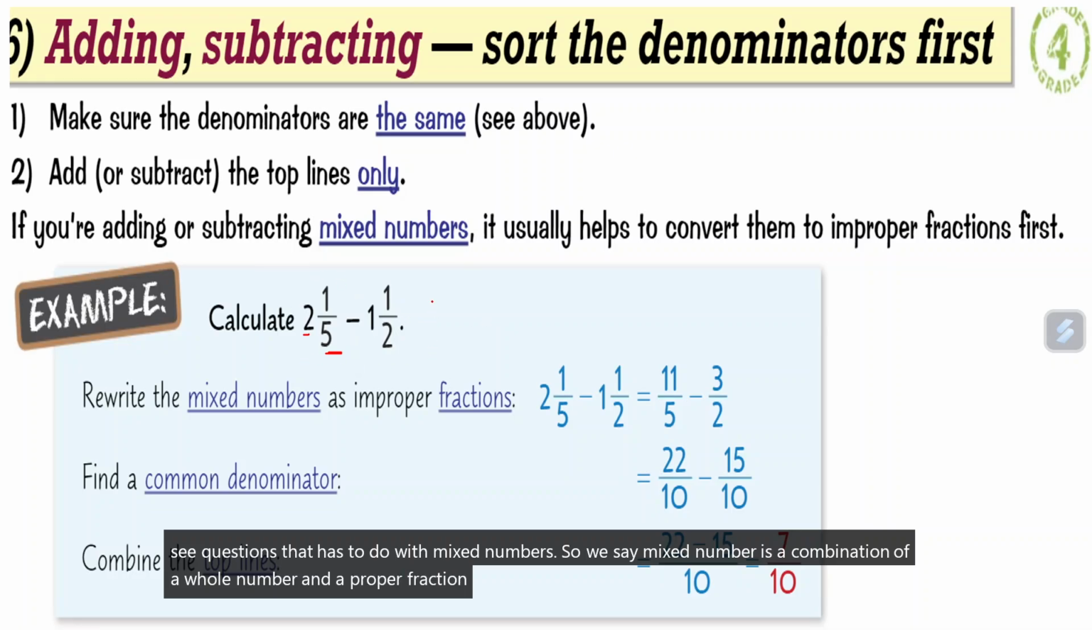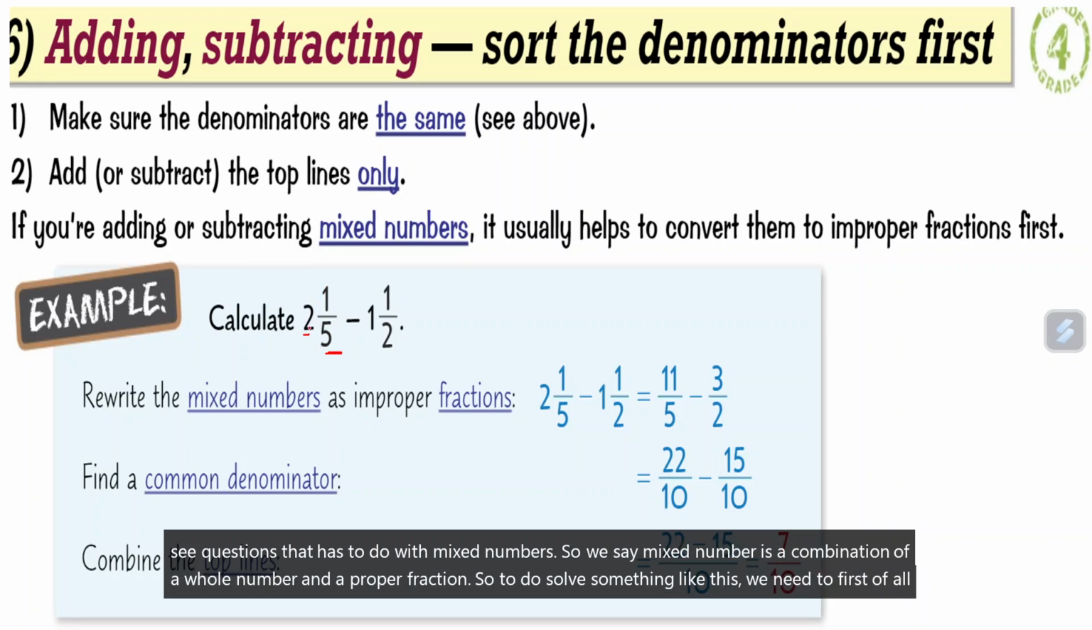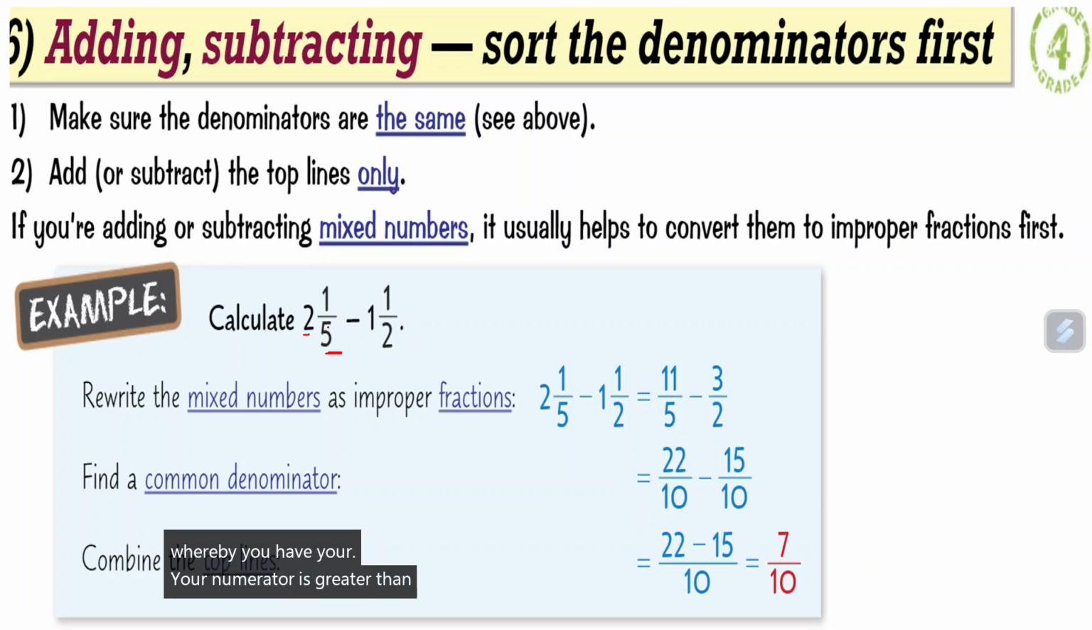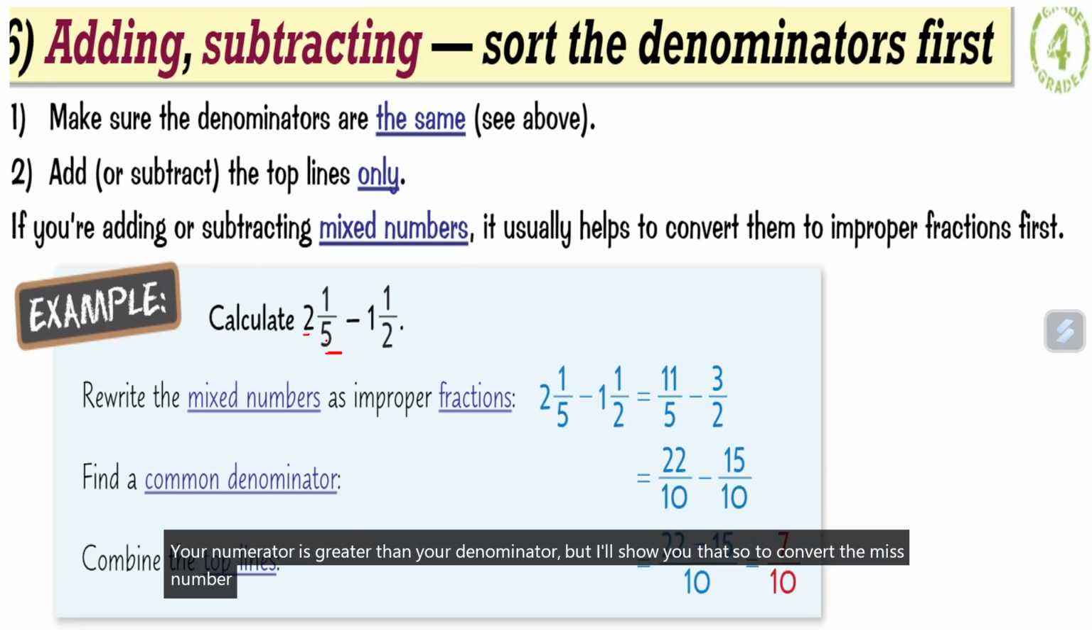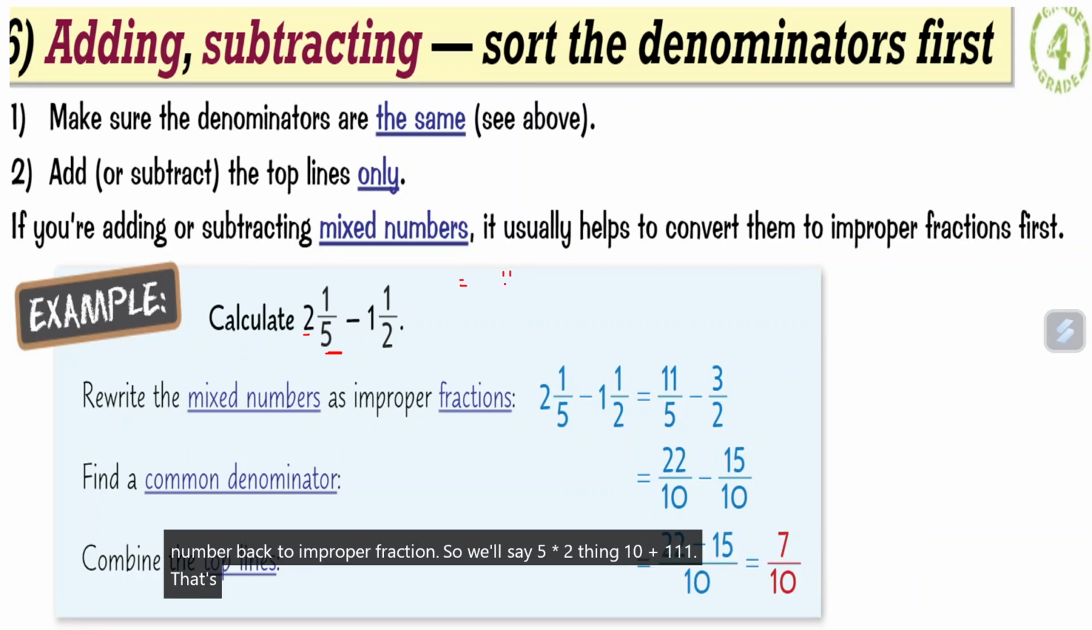To solve something like this, we need to first of all convert these mixed numbers to an improper fraction. An improper fraction is a fraction whereby your numerator is greater than your denominator, but I'll show you that. So to convert the mixed number to an improper fraction, we say 5 times 2, 10. 10 plus 1, 11. That's 11 over 5.